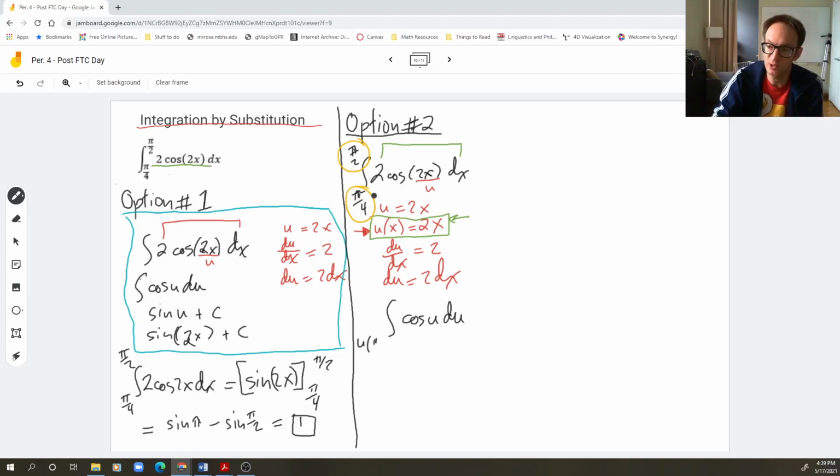In other words, I'm going to plug pi over 4 into this function to convert the x value, pi over 4, into the corresponding u value. And once again, we plug in u equals pi over 2. If we do that, what do we get? Well, what is the u function? It's just a function which doubles. And so this whole thing becomes, well, u of pi over 4 is just pi over 2, and u of pi over 2 is just pi, of cosine u du.